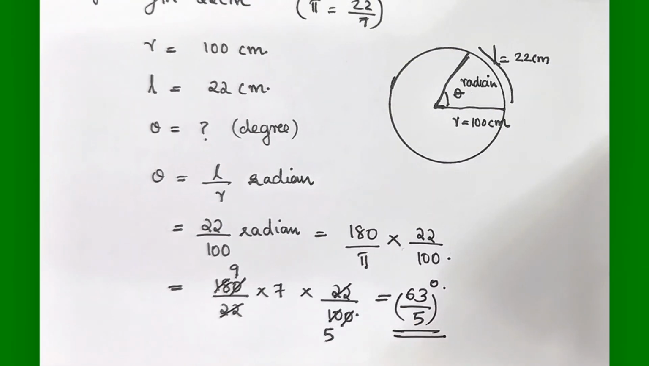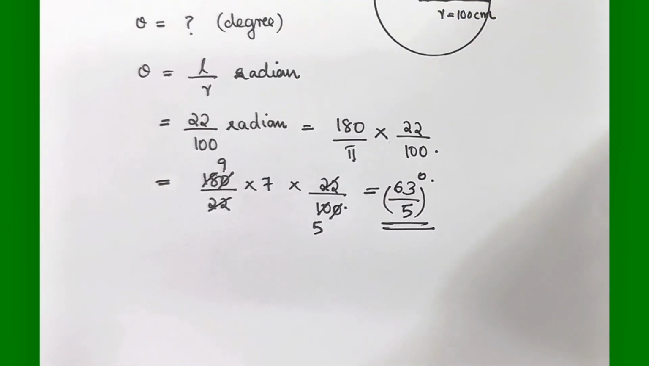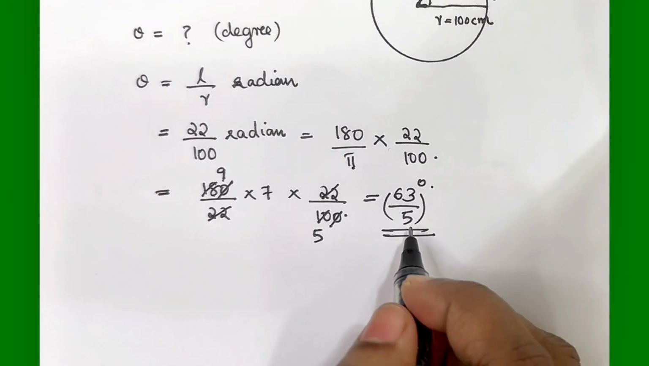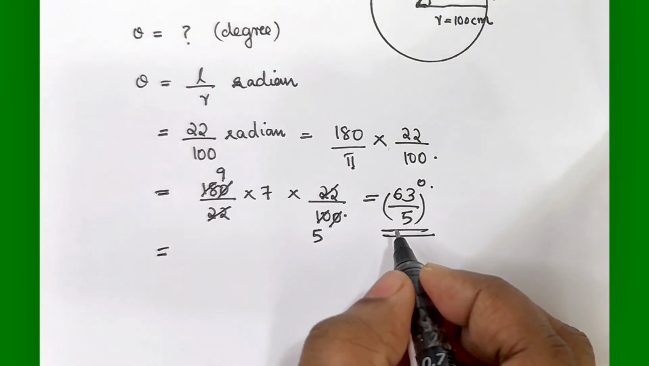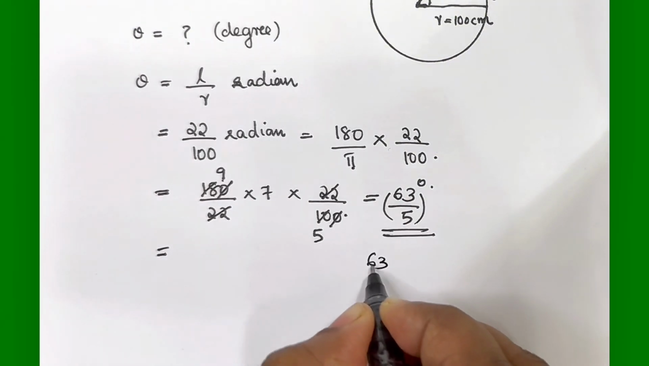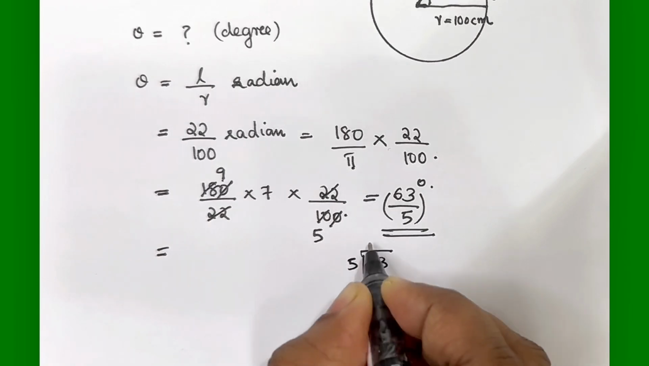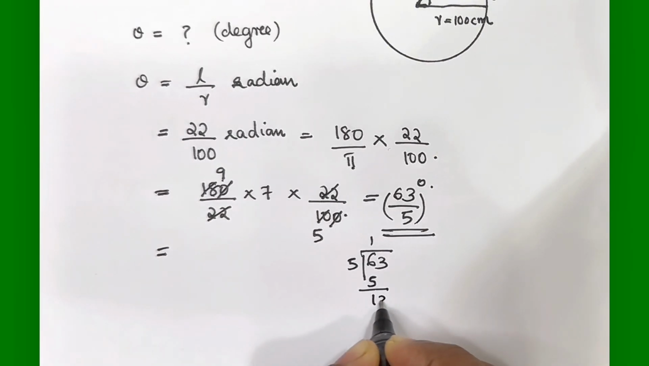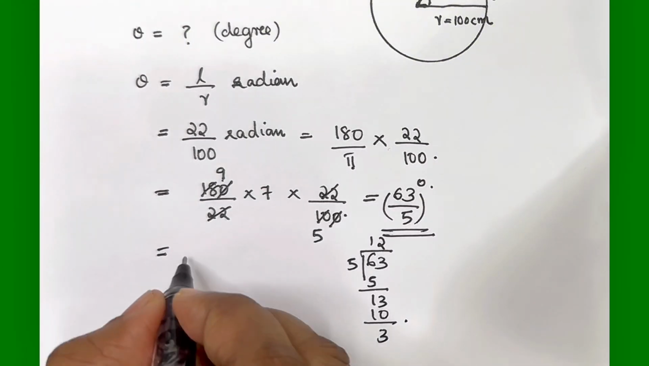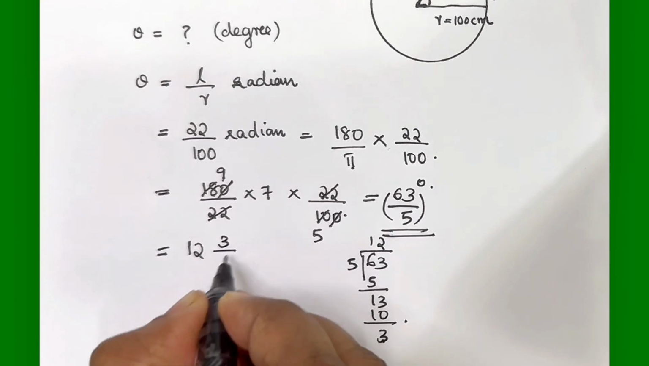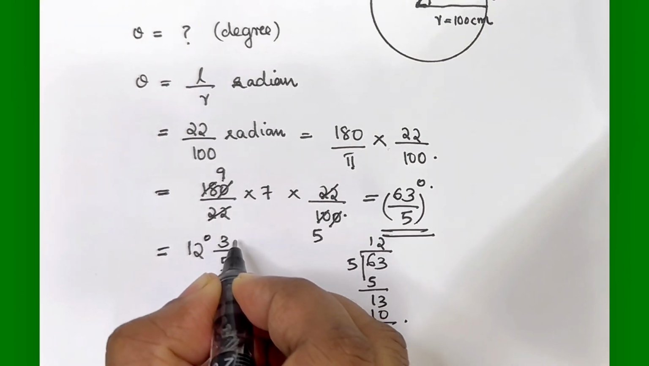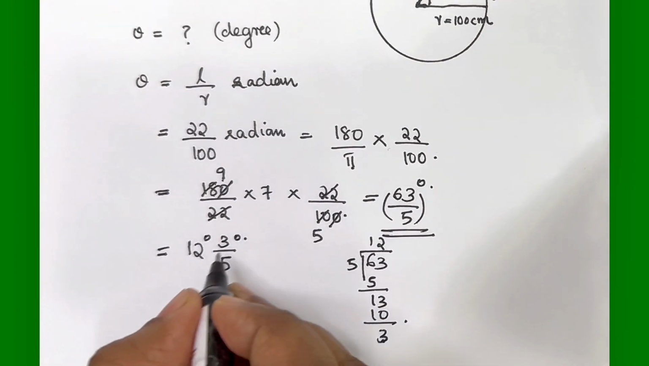Now we got the answer in degree measure, but this answer is in terms of a fraction. So we'll convert this fraction to a mixed fraction, and we'll write it in terms of degree and minutes. So divide 63 by 5 and find the quotient and the remainder. That is, we will get 12 as a quotient and 3 as a remainder. That's equal to 12 3 by 5. 3 by 5 is again a fraction, so 12 degree and 3 by 5 degree.